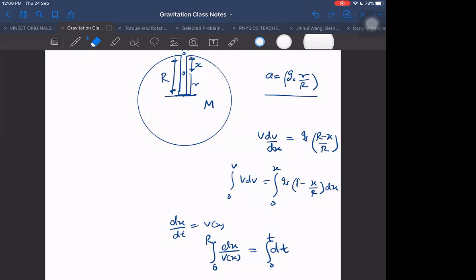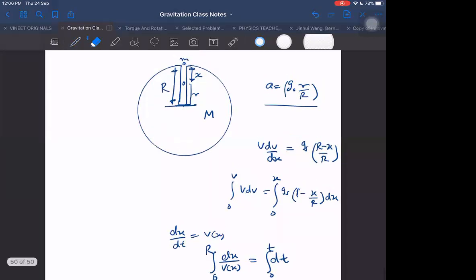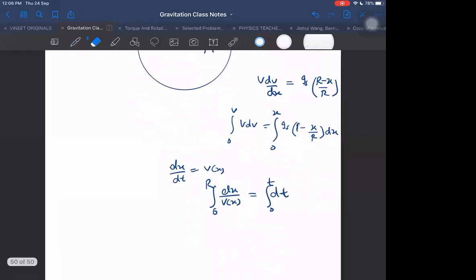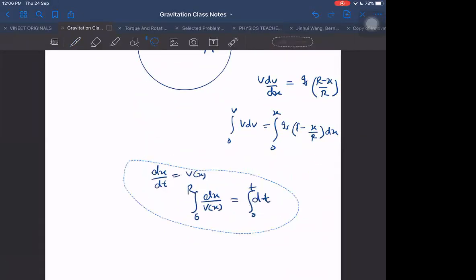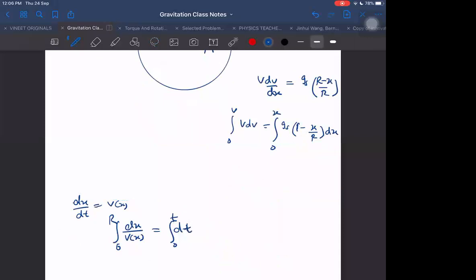Can we get the time? We can get. Wait a second. Maybe the integration is complicated and we are not able to do it. Let us get through it completely. gs into (1 minus x by r) will become x minus x square by 2r. That is v square by 2.